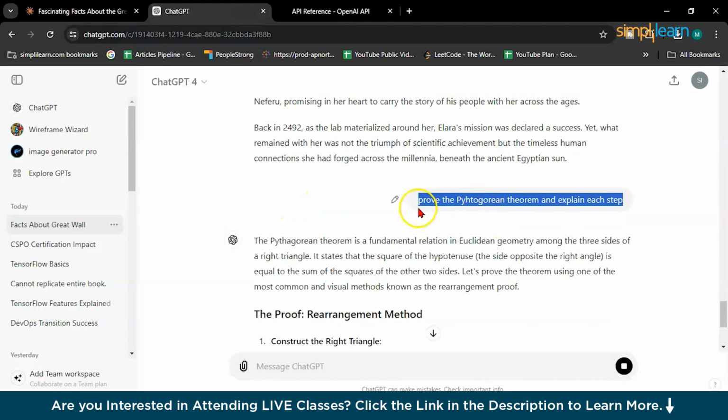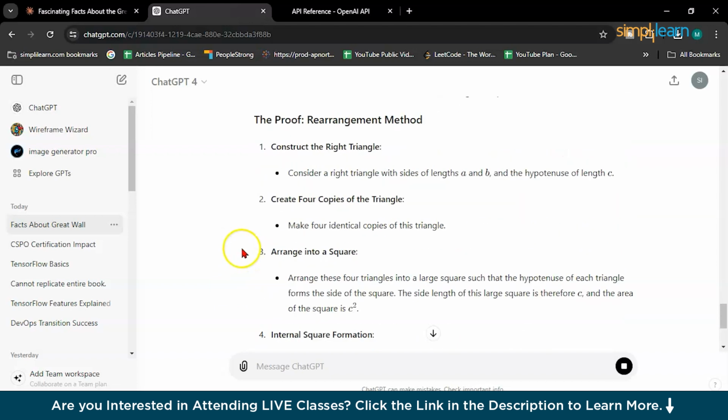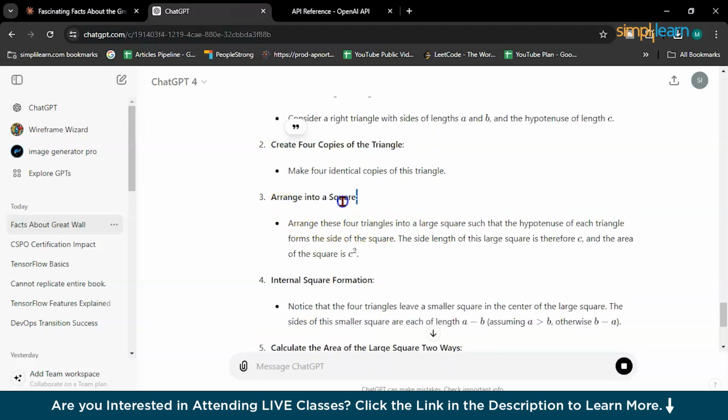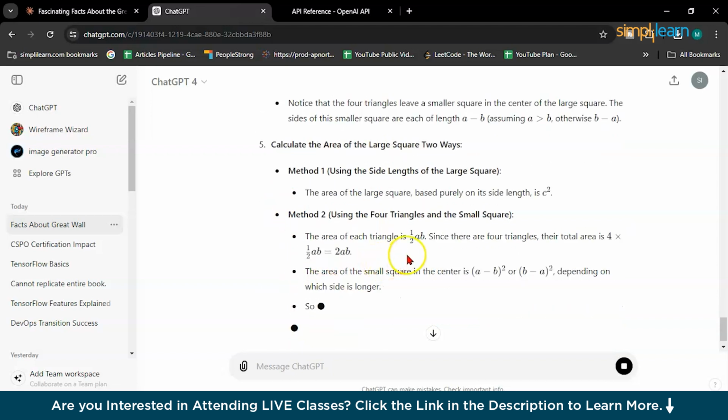So first ChatGPT will tell what the Pythagorean theorem is: the fundamental relation in Euclidean geometry among the three sides of a right triangle. It states this. Then the proof by the rearrangement method. First it constructs the right triangle, then four copies of the triangle are arranged into a square, then this, then this, then this.